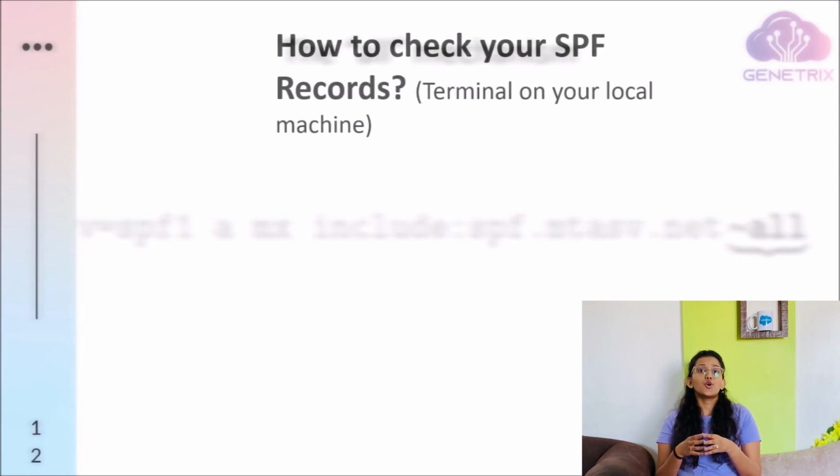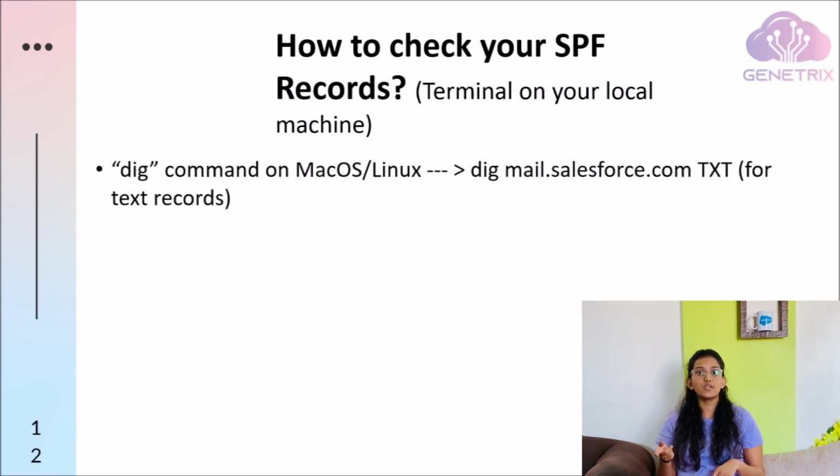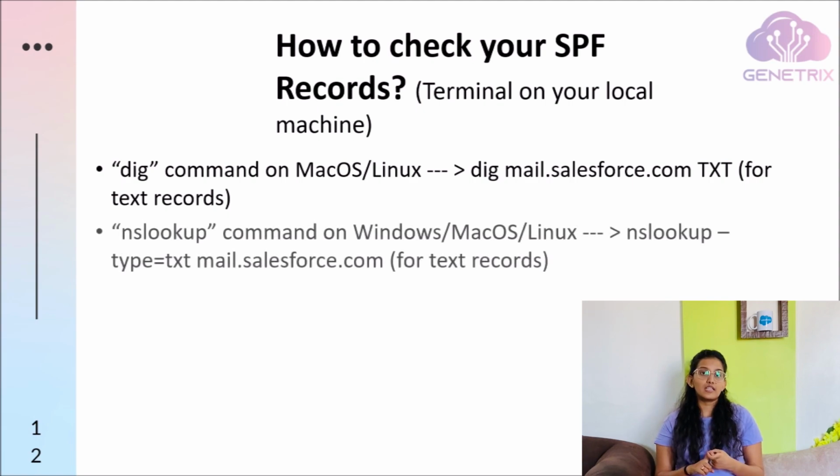How to check your SPF records? Now there are two types. One could be the terminal on your local machine, and the other would be online tools. For the local machine, we have the dig command on Mac OS or Linux. And next we have the nslookup command for Windows, Mac OS or Linux.